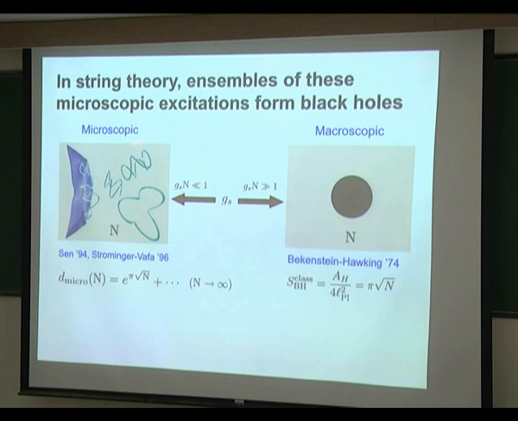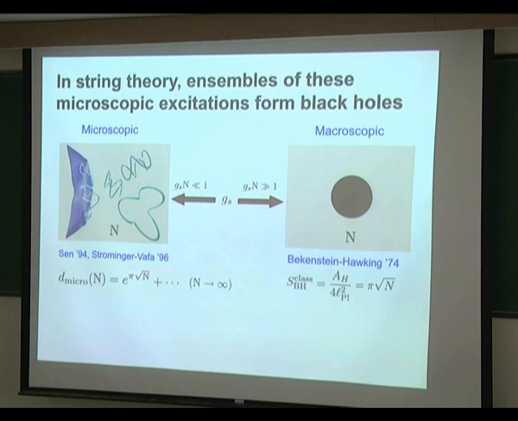Here we've already counted how many states there are. This d micro is a coefficient of this modular form. So if you want to ask whether these two agree, what you have to do is a large charge estimate for d micro. That's very easy to do because we know what the generating function is. You can just do a saddle point approximation to get this exponential behavior.